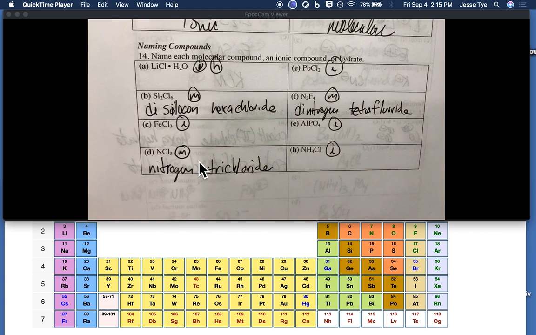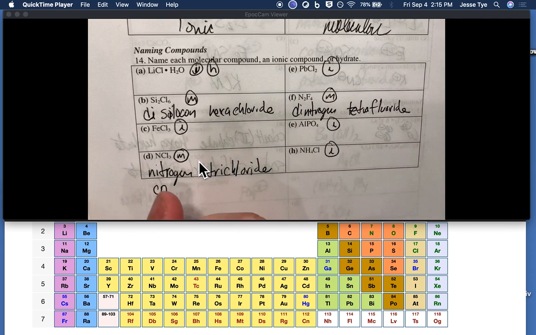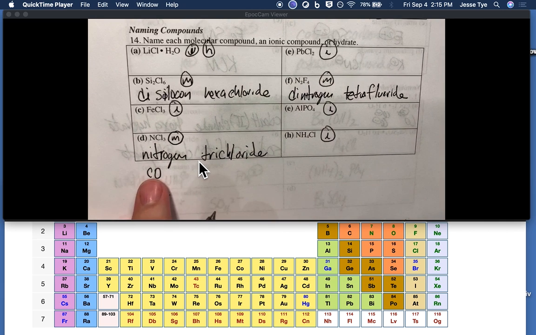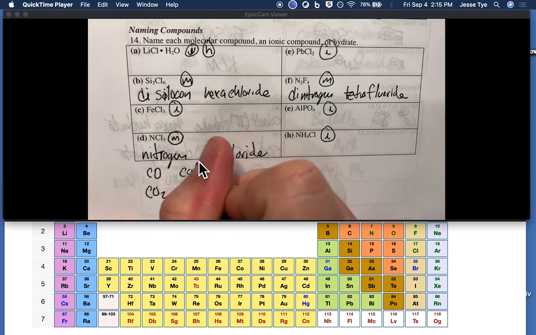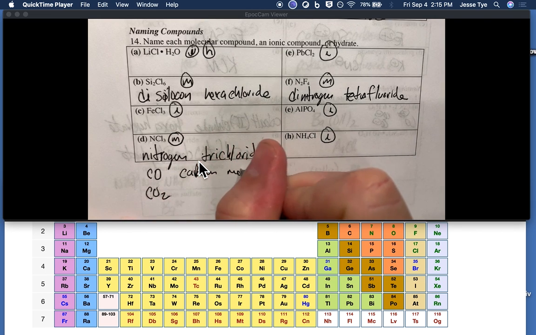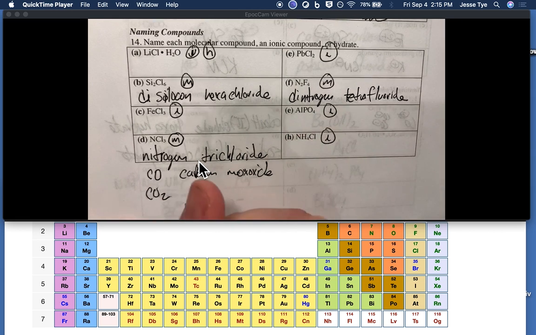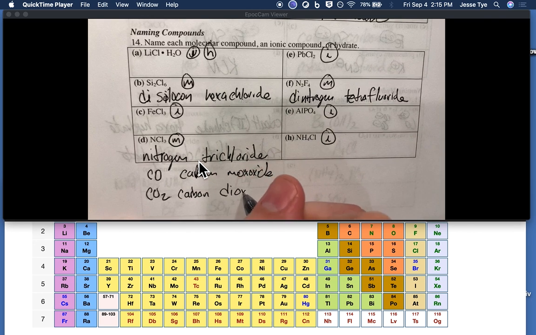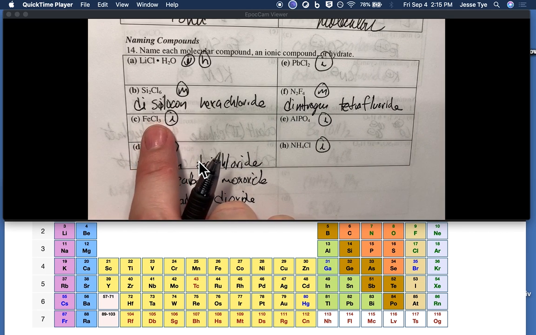And just to kind of hammer that point home, if we have CO and CO2, when it's the first element, it doesn't get a mono, but when it's the second, it does. So this first guy is carbon monoxide and carbon dioxide.